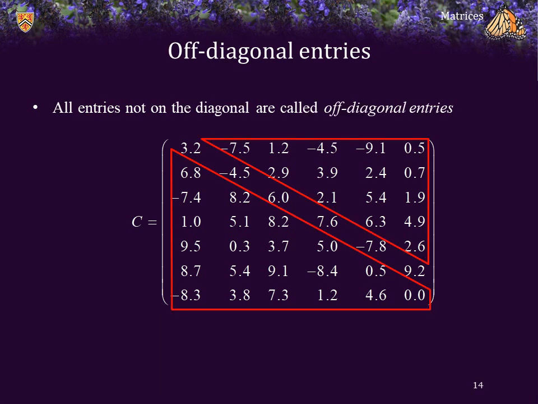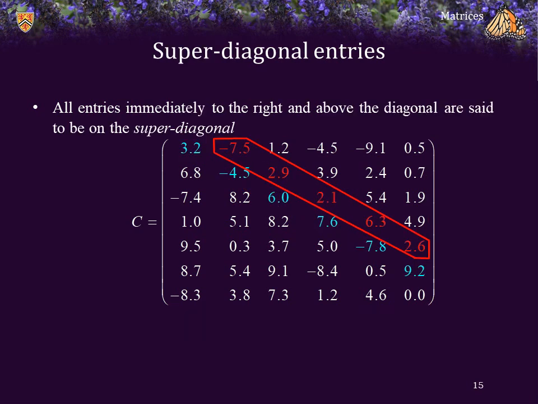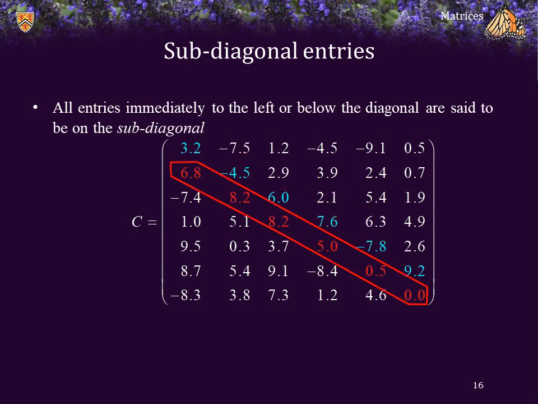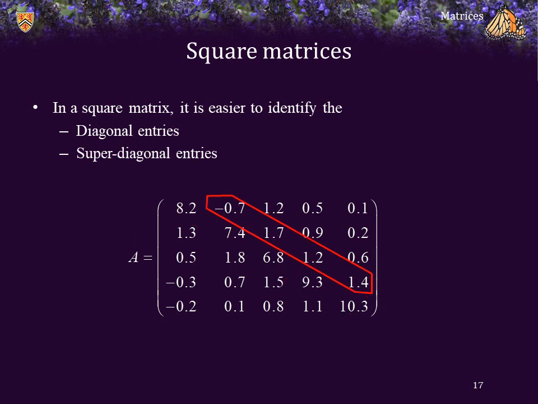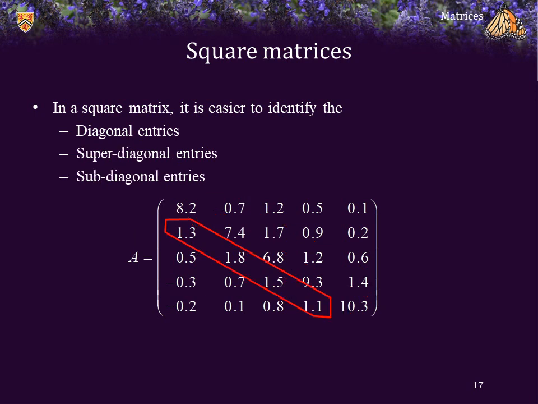All entries of a matrix that are not on the diagonal are called off-diagonal entries. All entries immediately to the right and above the diagonal are said to be on the superdiagonal, while all entries to the left or below the diagonal are said to be on the subdiagonal. Now, in a square matrix, it's much easier to identify the diagonal entries which go from one corner to the other, and subsequently the superdiagonal and subdiagonal entries.